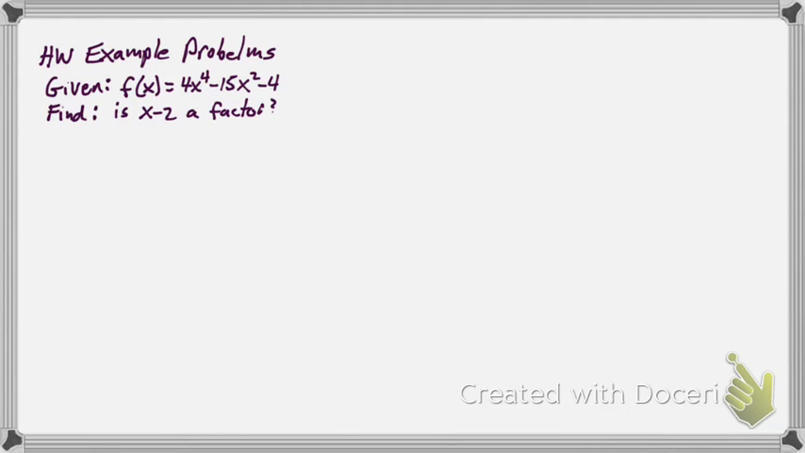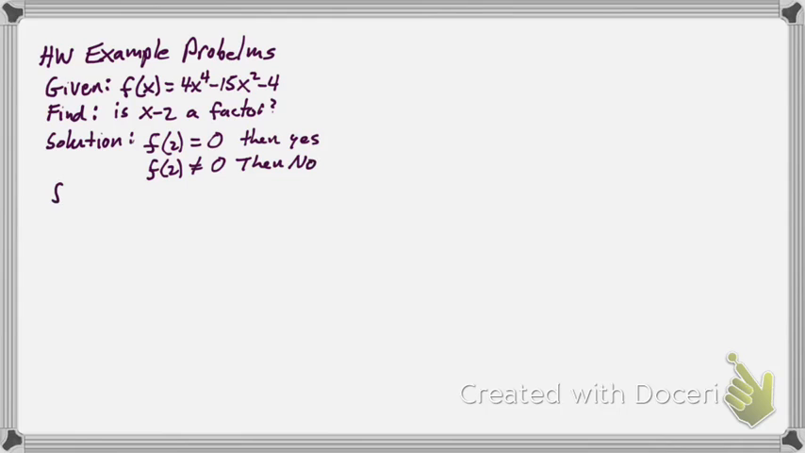I'm going to take the constant of my factor. Okay, in this case, the negative 2. Or in this case, excuse me, the 2. And I'm going to plug it into my function and see if y equals 0. So that is exactly what we're going to do. Now, why do I do that? If I plug the 2 in and it equals 0, then yes, x minus 2 is a factor. If I plug the 2 into my original equation and it's not equal to 0, then it's not a factor.